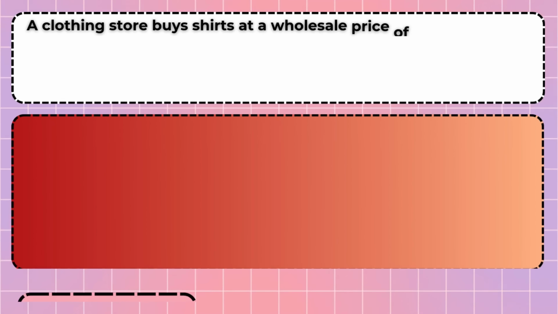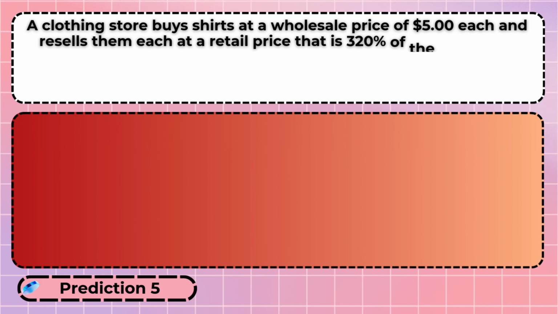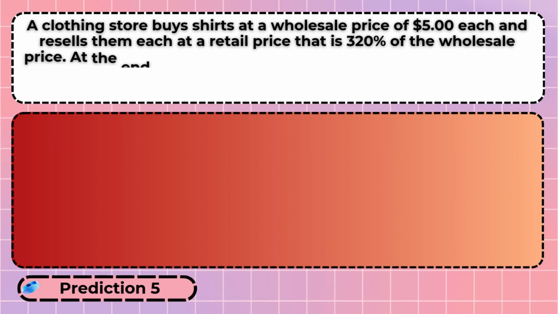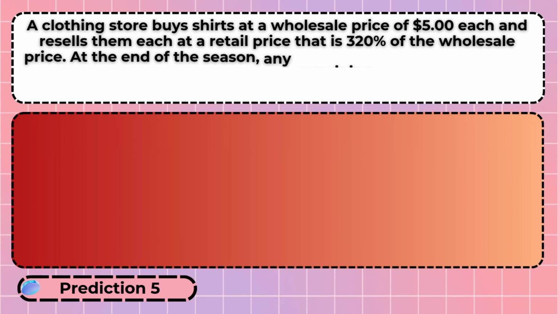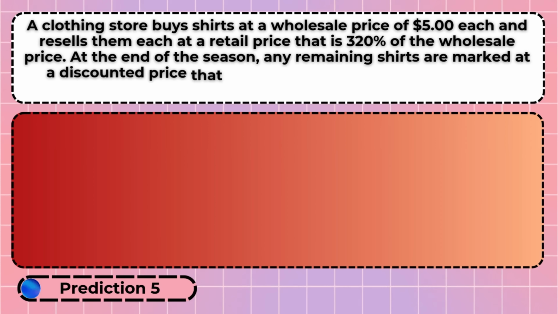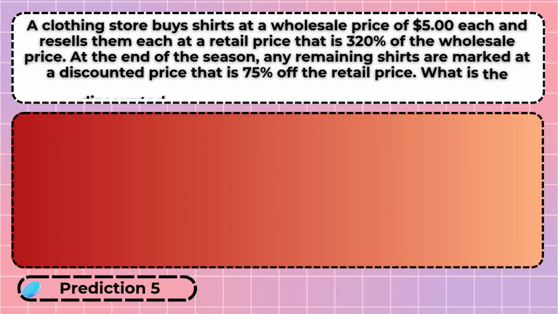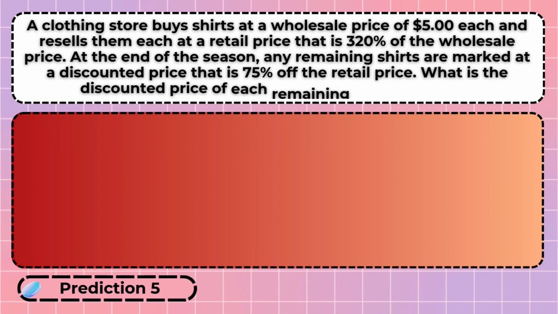The clothing store buys shirts at a wholesale price of $5 each and resells them each at a retail price that is 320% of the wholesale price. At the end of the season, any remaining shirts are marked at a discounted price that is 75% off the retail price. What is the discounted price of each remaining shirt in dollars?